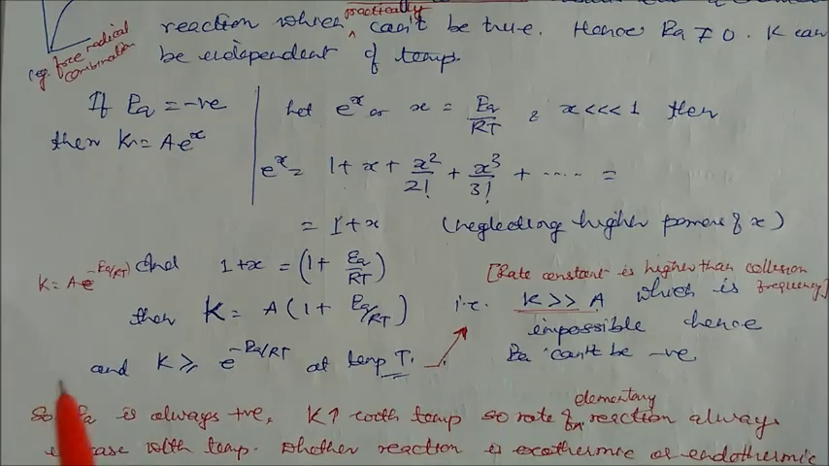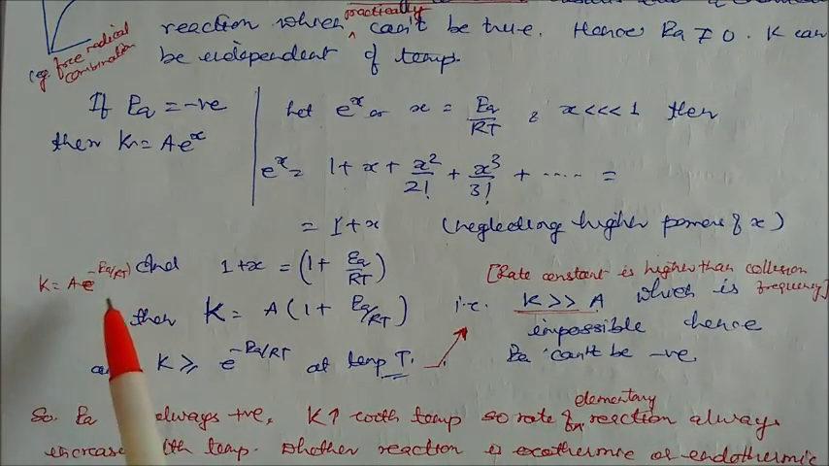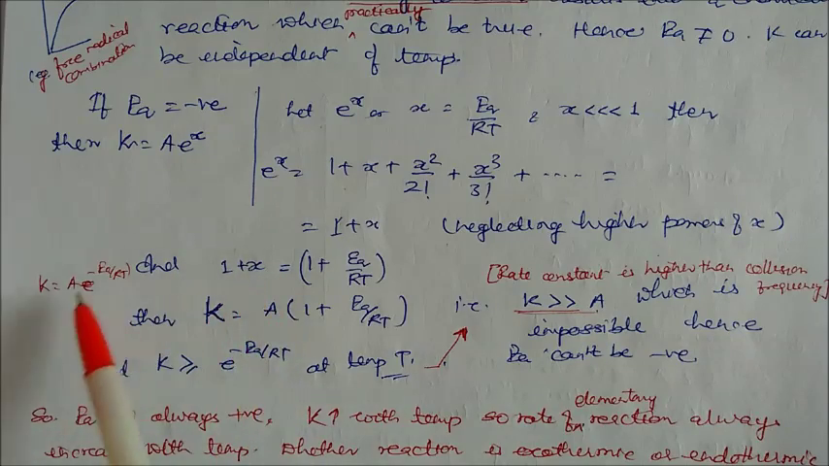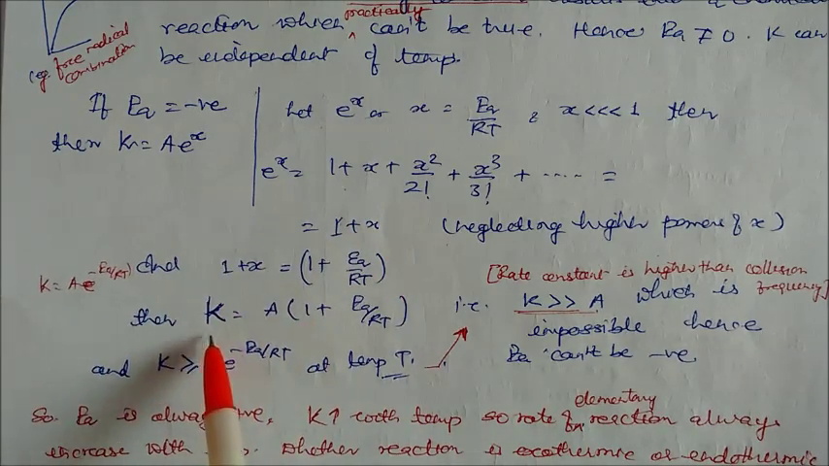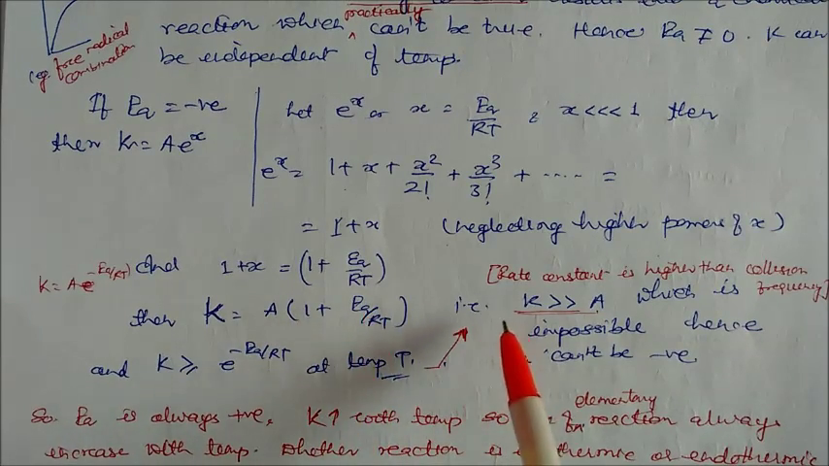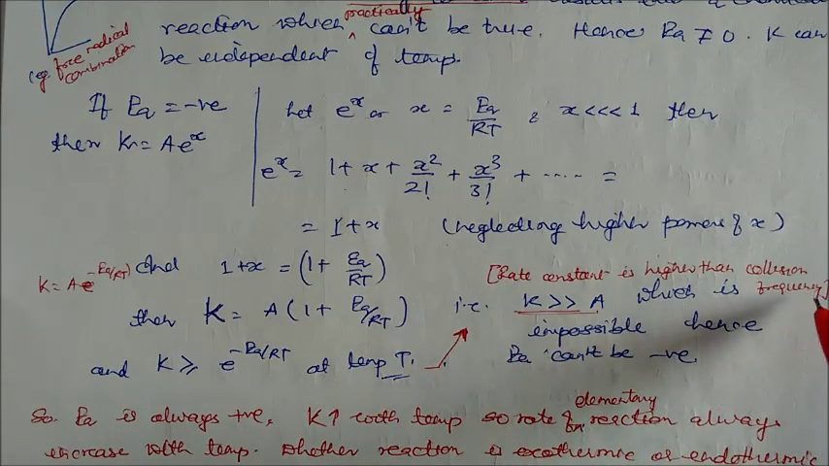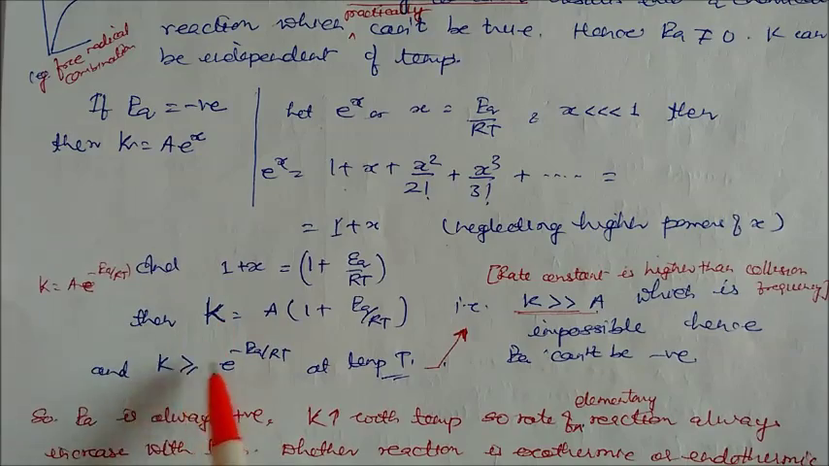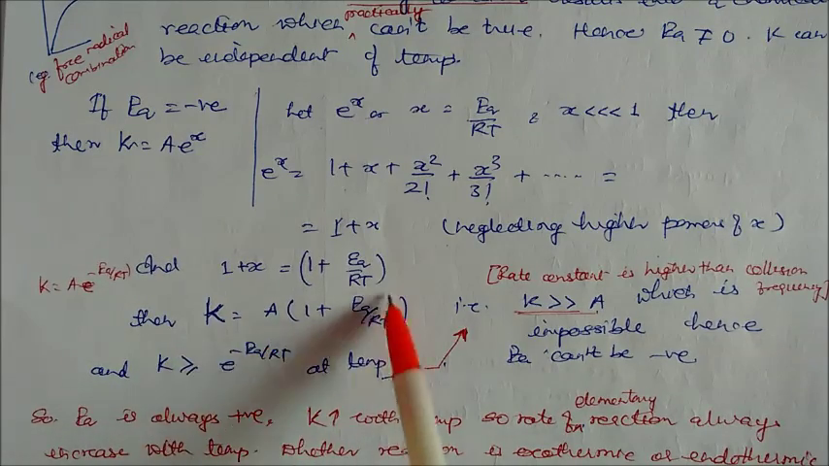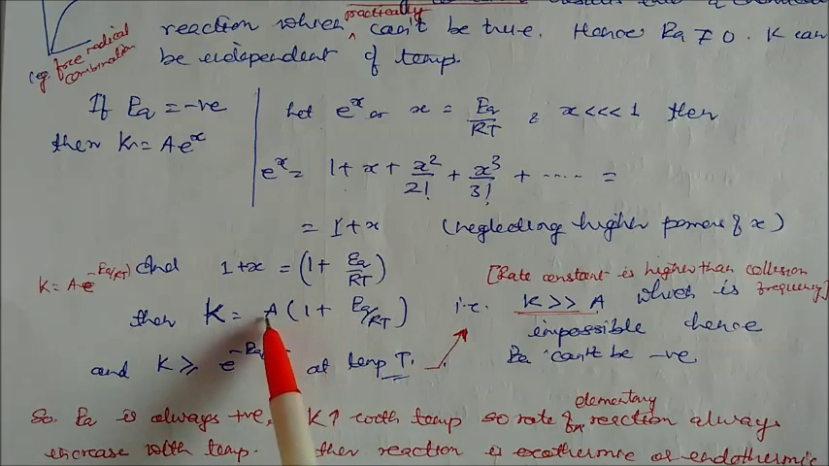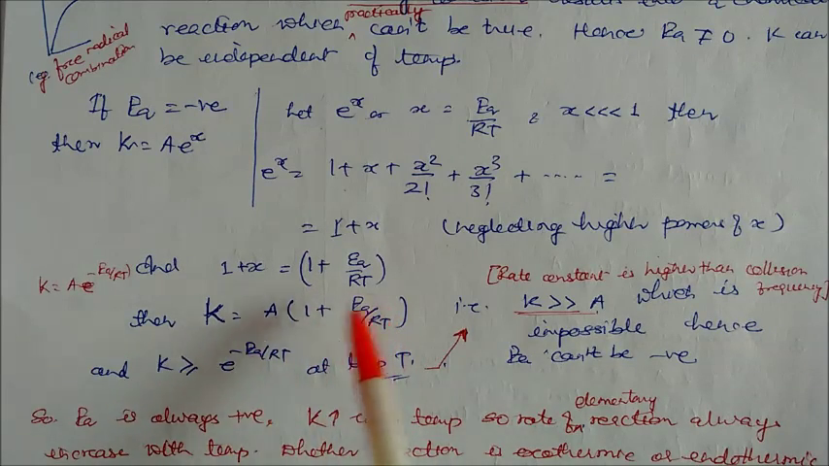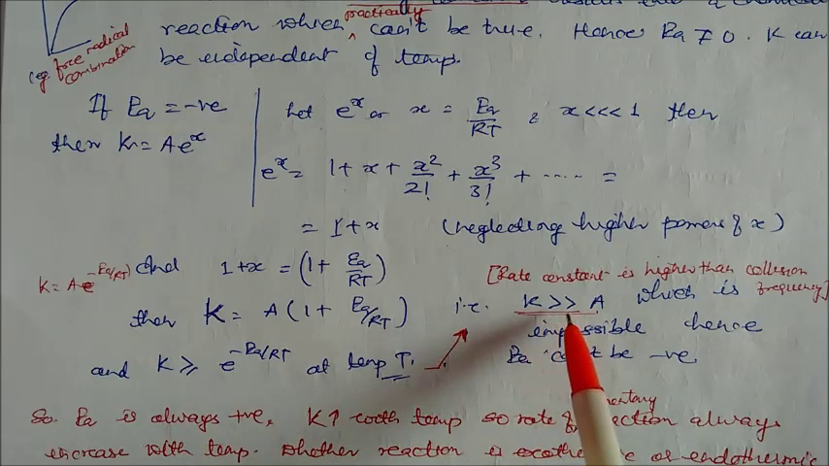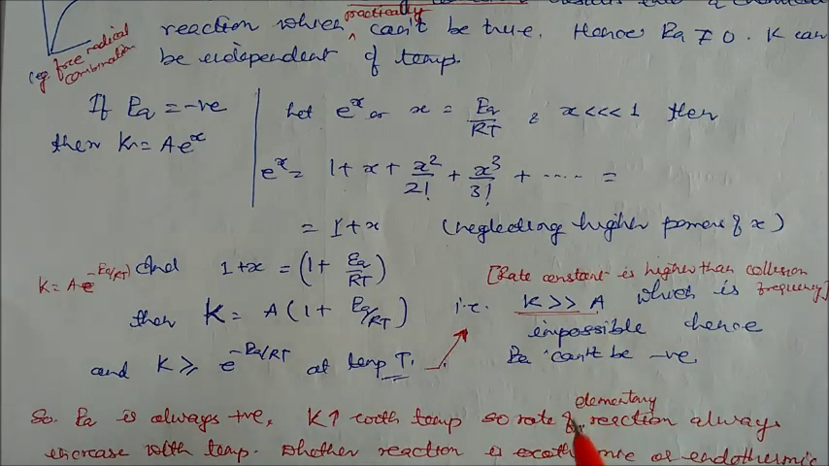Now K is equal to, from the Arrhenius equation, A into e to the power minus Ea by RT. So the whole value is 1 plus x. So we can write K equal to A into 1 plus Ea by RT. In this case, the rate constant is higher than the collision frequency because K is greater than A. K is greater than this whole value, because this whole value is one part. If you add A and A into Ea by RT, definitely the K value increases at temperature T. So K is bigger than A, which is impossible because the rate constant cannot be higher than the collision frequency. So activation energy cannot be negative at all.